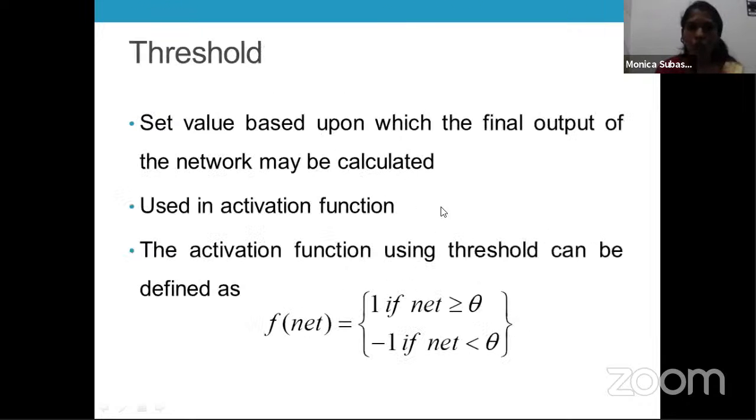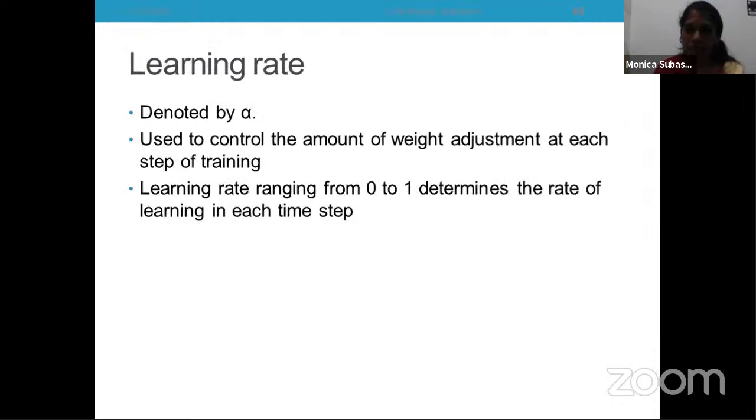And threshold, we know, theta, is set depending upon the required output. The activation function or unit definitely needs a threshold. So theta, the threshold, is defined by the user. You have to choose the threshold. Coming to learning rate, alpha is the learning rate. It is used to control the amount of weight adjustment.